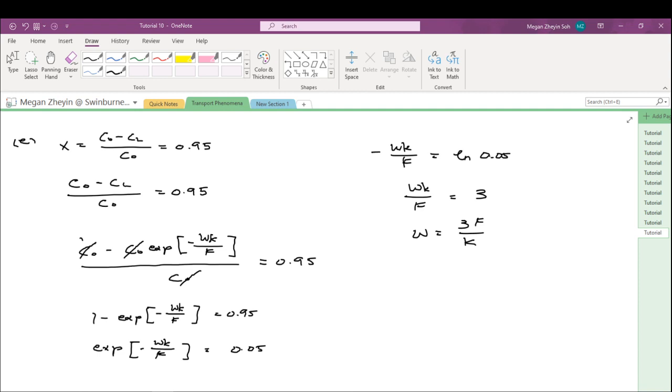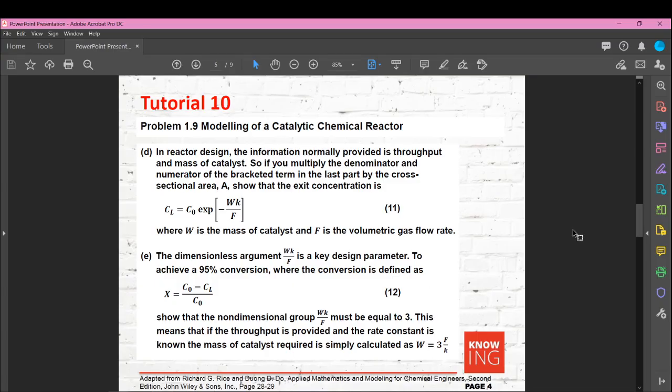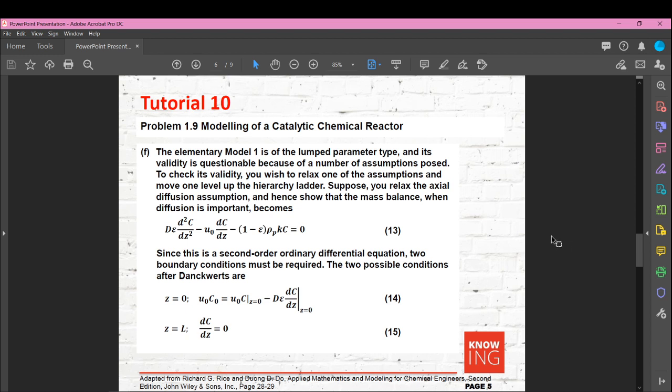Now, moving on to the next problem. For part F, the elementary model 1 is of the lump parameter type, and its validity is questionable because of a number of assumptions posed. To check its validity, you wish to relax one of the assumptions and move one level up the hierarchy ladder.